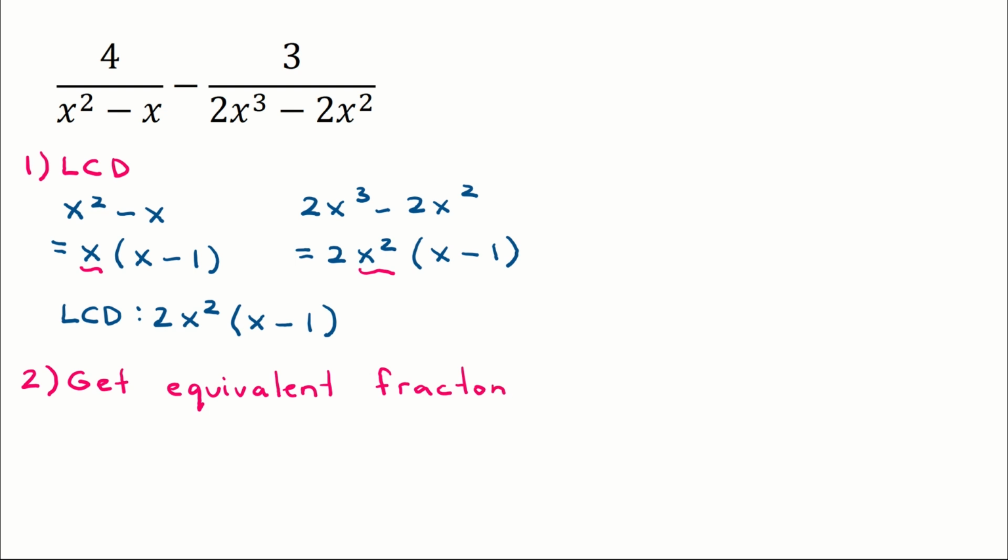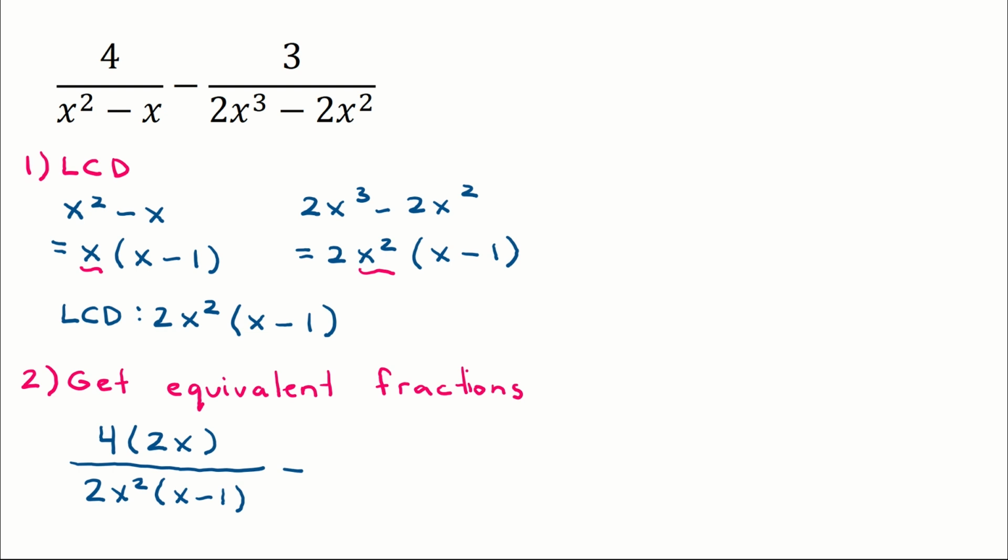In order to do that, we have to multiply our first fraction by 2 and x. It already has 1x, but it doesn't have the 2 or the second x. So our numerator and our denominator both get multiplied by 2x. Remember, when you multiply the denominator, you're just going to get your lowest common denominator. So I'm going to write that instead.